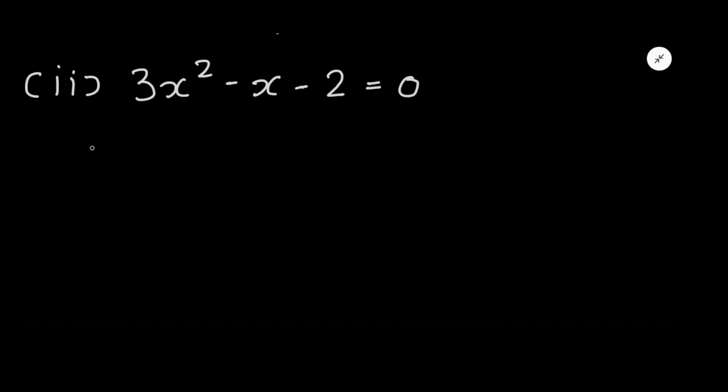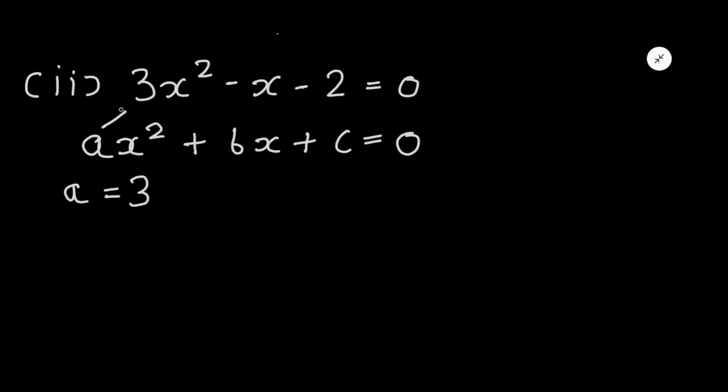Let's solve one more example, which is 3x square minus x minus 2 equal to 0. If we compare this equation with the general quadratic equation, which is ax square plus bx plus c is equal to 0, a is equal to 3, b is equal to minus 1, and c is equal to minus 2.